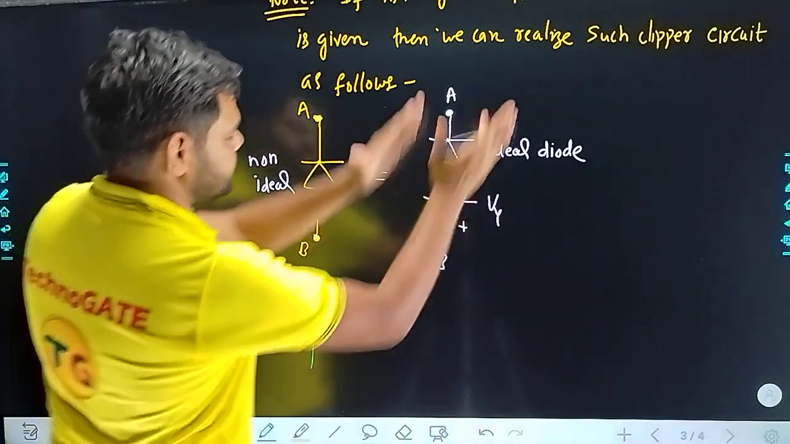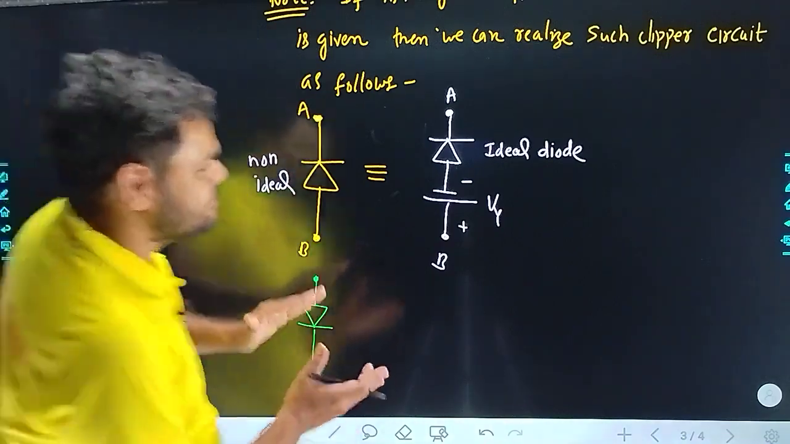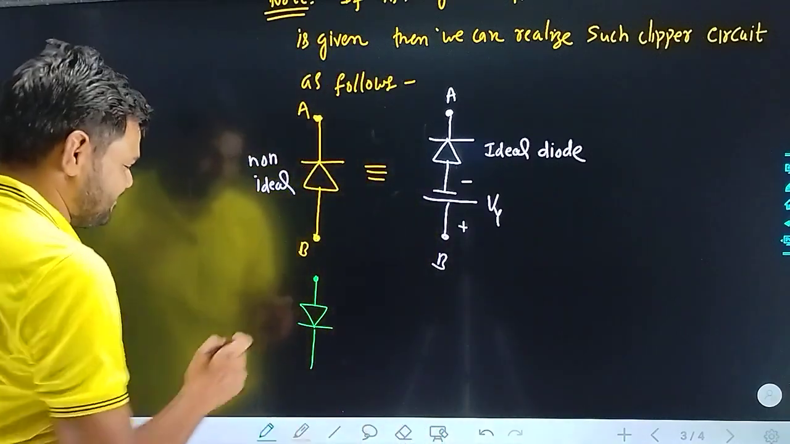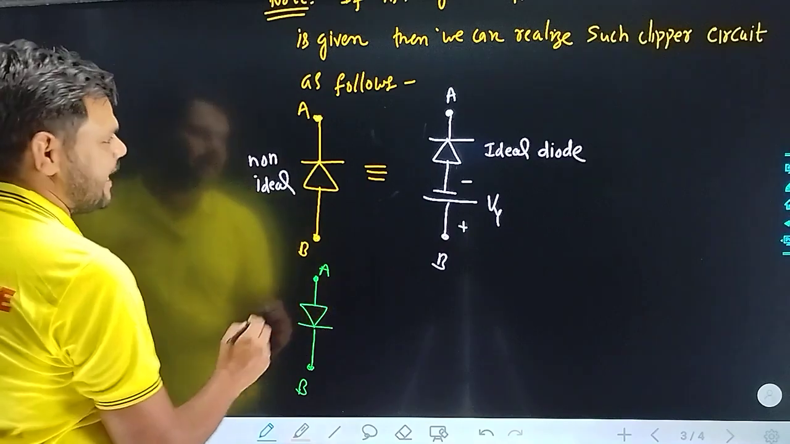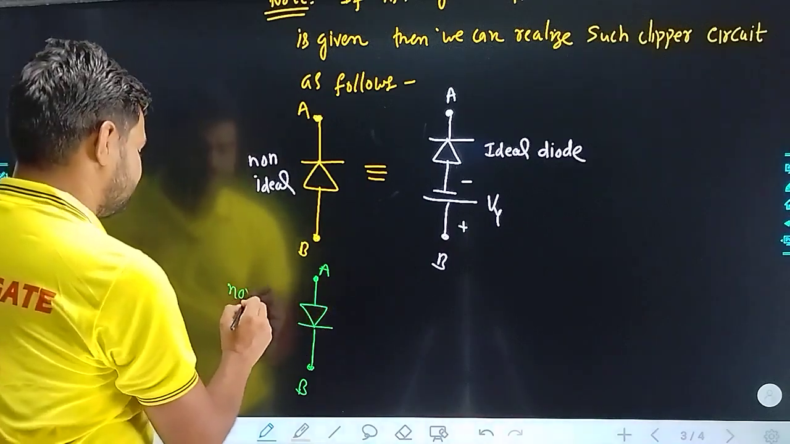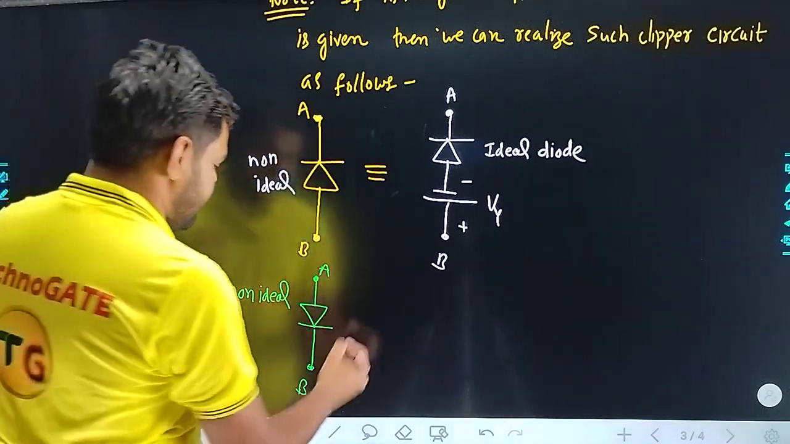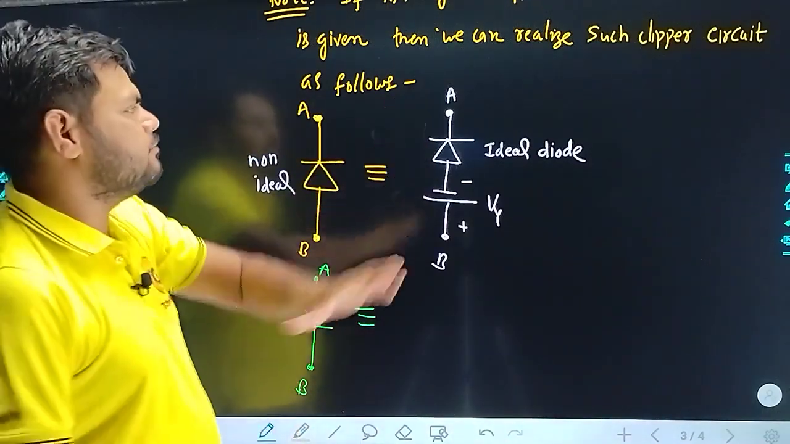I'll also write for you in this way. If the circuit is given like that, and if the circuit is given like that, okay. So please come. See, A and B is here. Here I have taken the non-ideal diode.